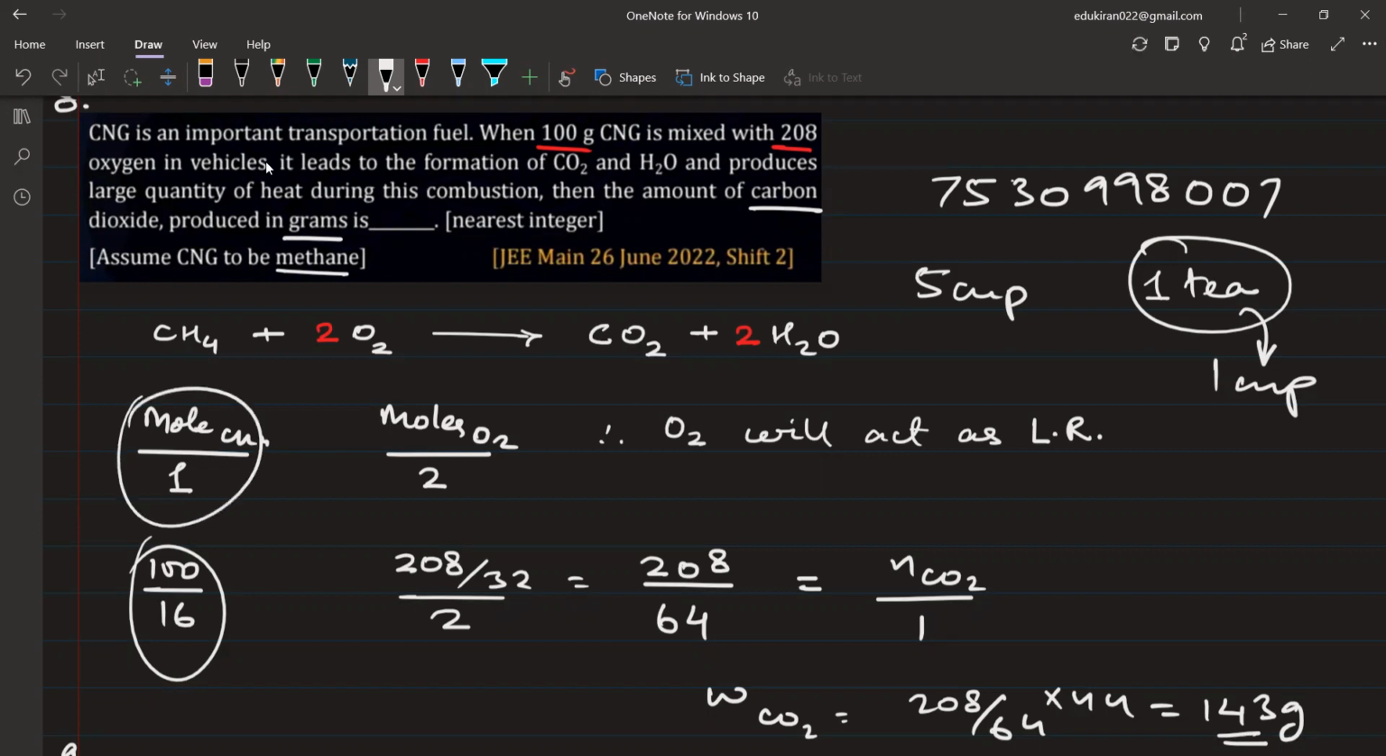मोल्स अपॉन कोएफिशिएंट रेशियो निकालिए. जो भी मोल्स अपॉन कोएफिशिएंट का रेशियो कम होगा, दैट विल बी द लिमिटिंग रिएजेंट, एंड जो लिमिटिंग रिएजेंट होगा दैट विल बी डिटरमाइनिंग द अमाउंट ऑफ प्रोडक्ट दैट इज बीइंग फॉर्म्ड. ठीक है, तो बेसिक कांसेप्ट यही है. Okay, let us see another question.